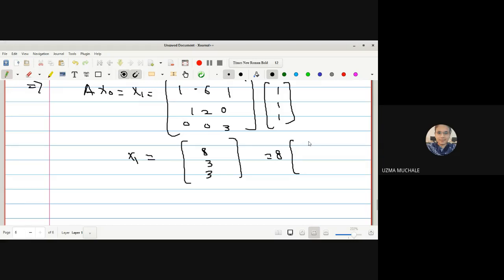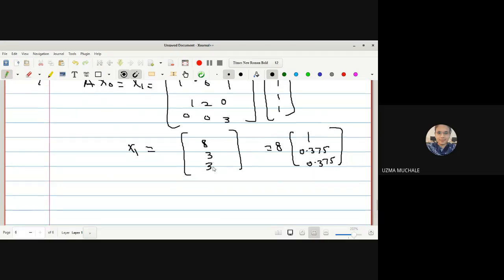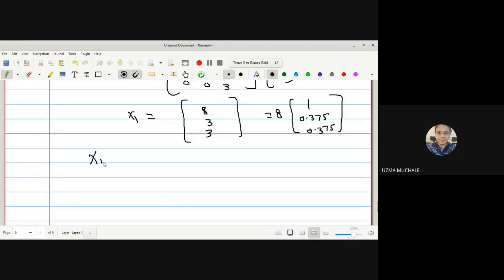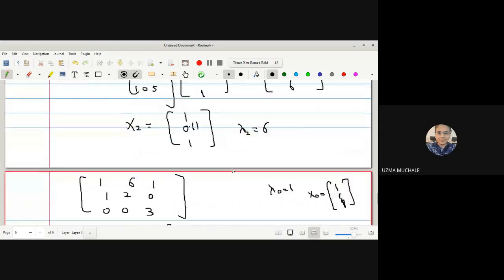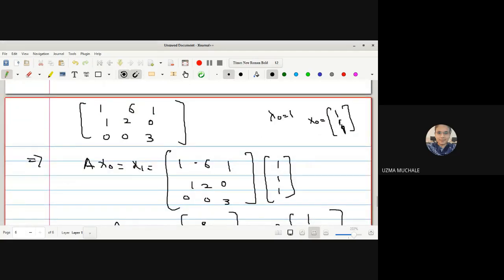If I take 8 outside, it is 1, 0.375, 0.375. And now you can say x1 is equal to 1, 0.375, 0.375, and lambda 1 is equal to 8. Sorry, this is what Ax naught is, not x1. X1 we have calculated later.